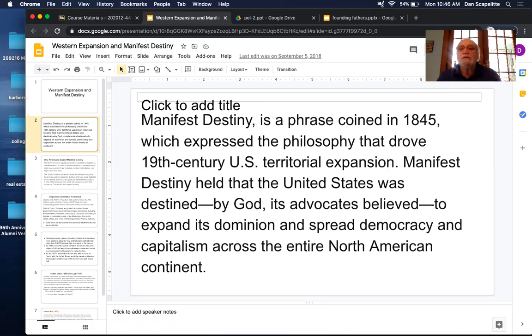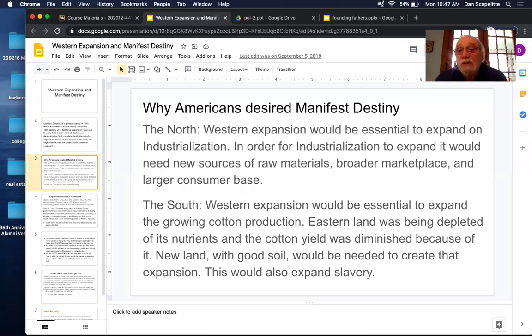So the concept of manifest destiny, coined in 1845, basically says that it is our God-given destiny to expand our dominion, to expand our democracy, and to expand our capitalism across the entire North American continent, to go from sea to shining sea. Now, who believes in this idea? Well, basically everybody.